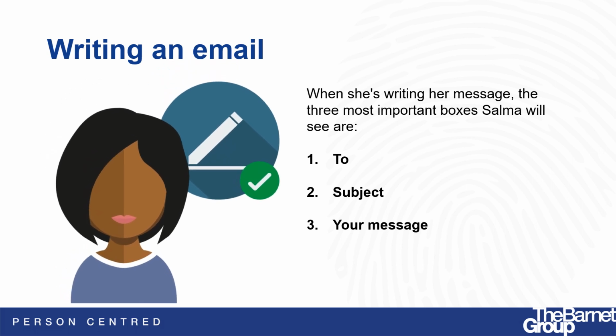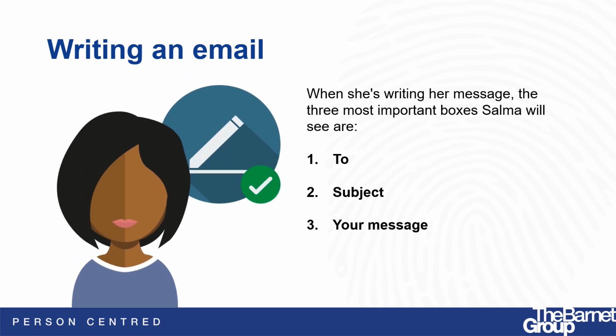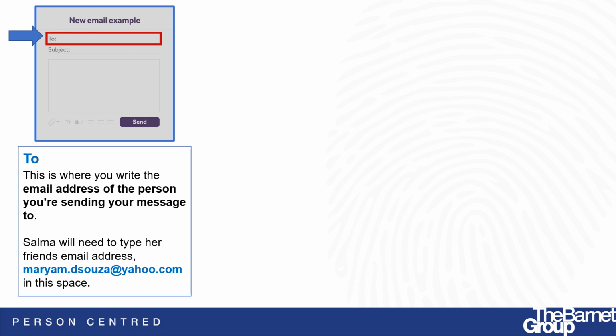When she's writing her message, the 3 most important boxes Salma will see are 1. The To box, 2. The Subject box, and 3. Your Message box. The To box is where you'll write the email address of the person you're sending the message to. Salma will need to type her friend's email address in this space.